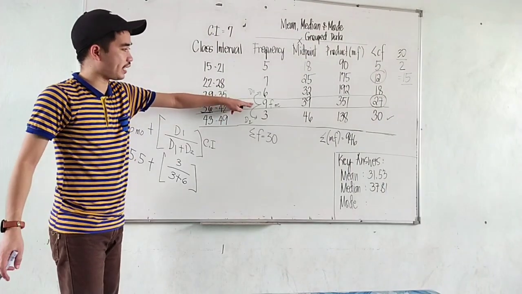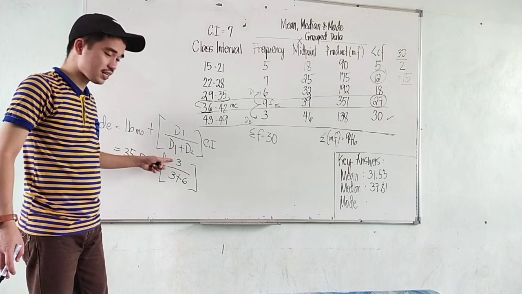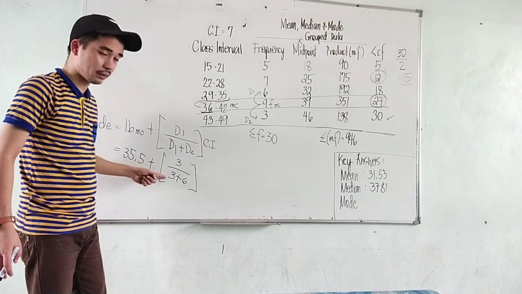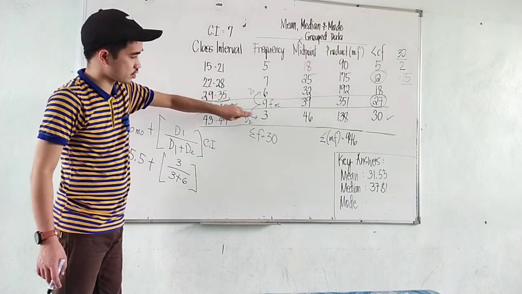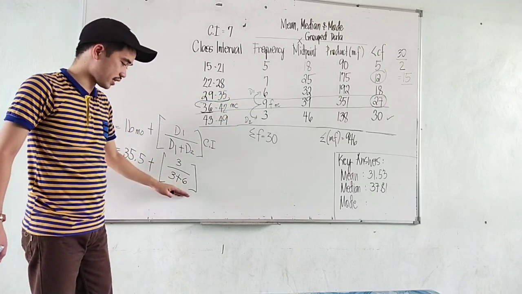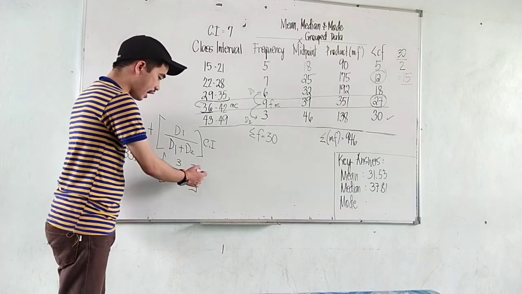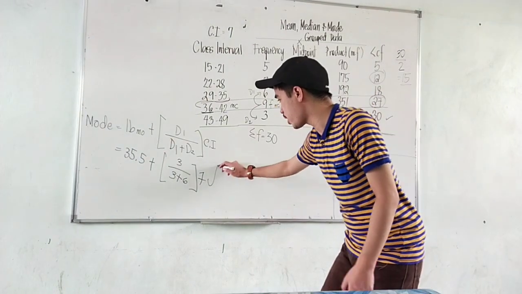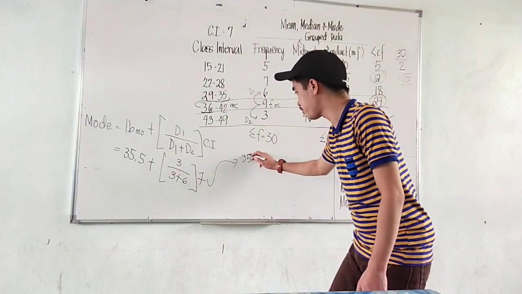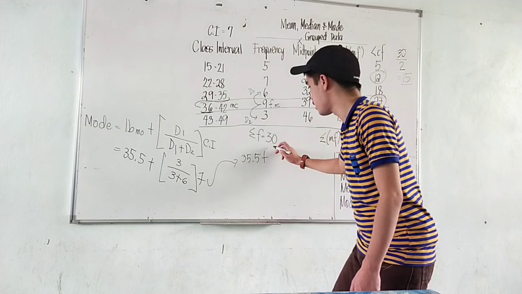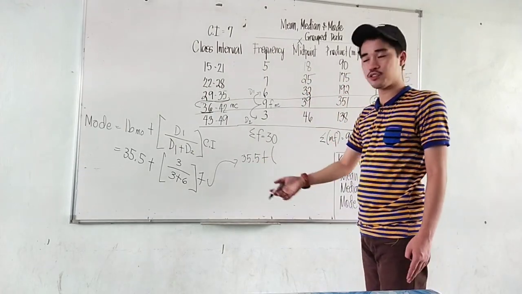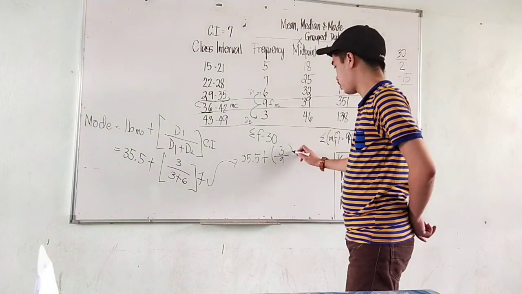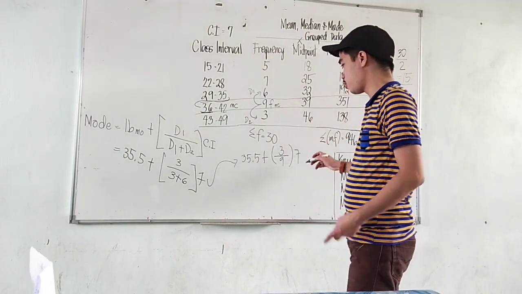Uulitin natin, 9 minus 6, 3. This is our D1. Since 3 na po ang ating D1, copy. Then ang ating D2 or distance 2, 9 minus 3, 6. Kaya ang ating class interval ay 7. Ganun lang din po ang gagawin natin kanina sa median. 35.5 plus, substitute po natin, or solve po natin yung nasa loob. We have 3 over 9 multiplied by 7.